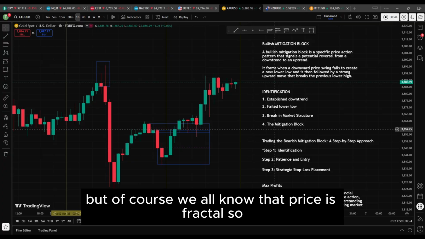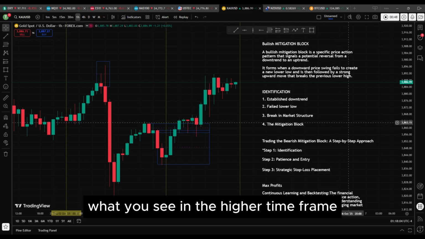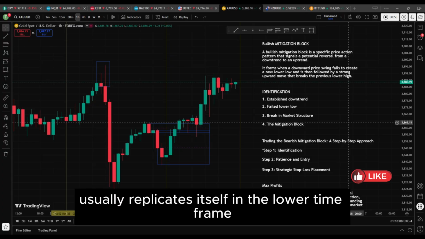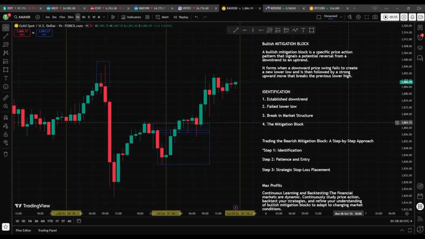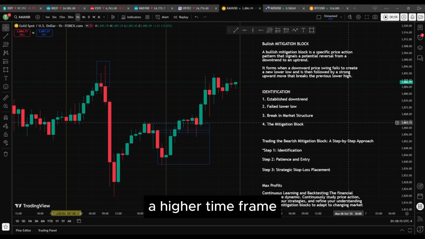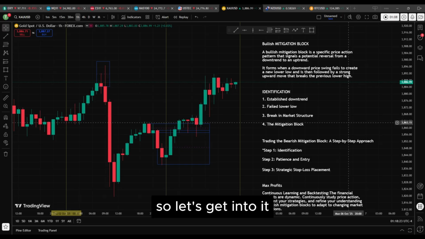But of course, we all know that price is fractal. So what you see in the higher time frame usually replicates itself in the lower time frame. The good part of it is that if you have a higher time frame in sight, it validates what your lower time frame is doing. So let's get into it.